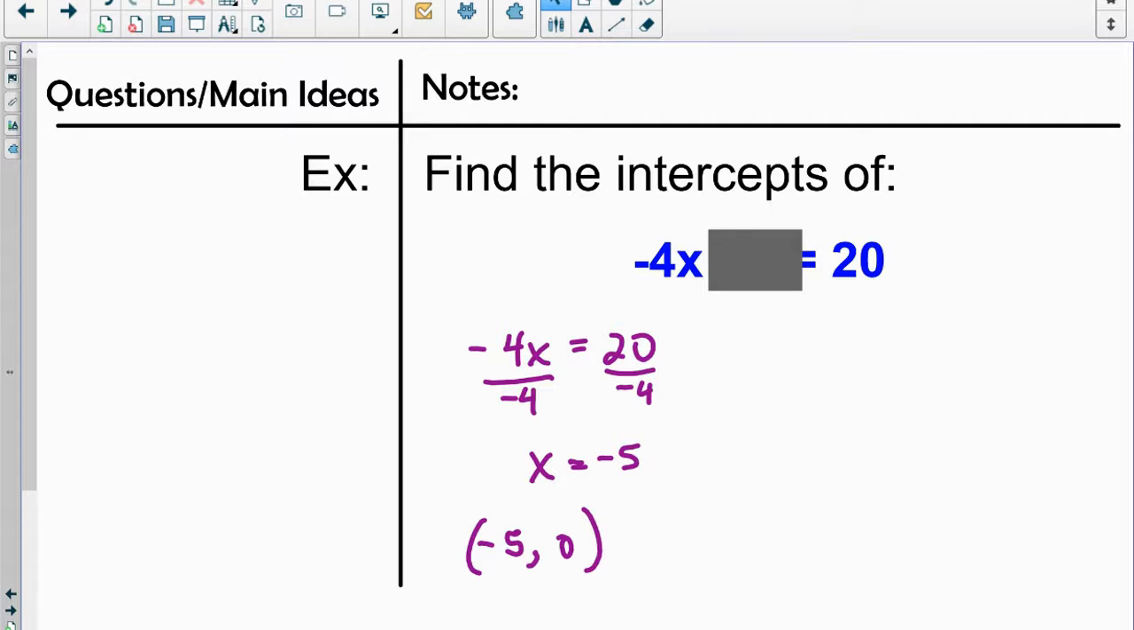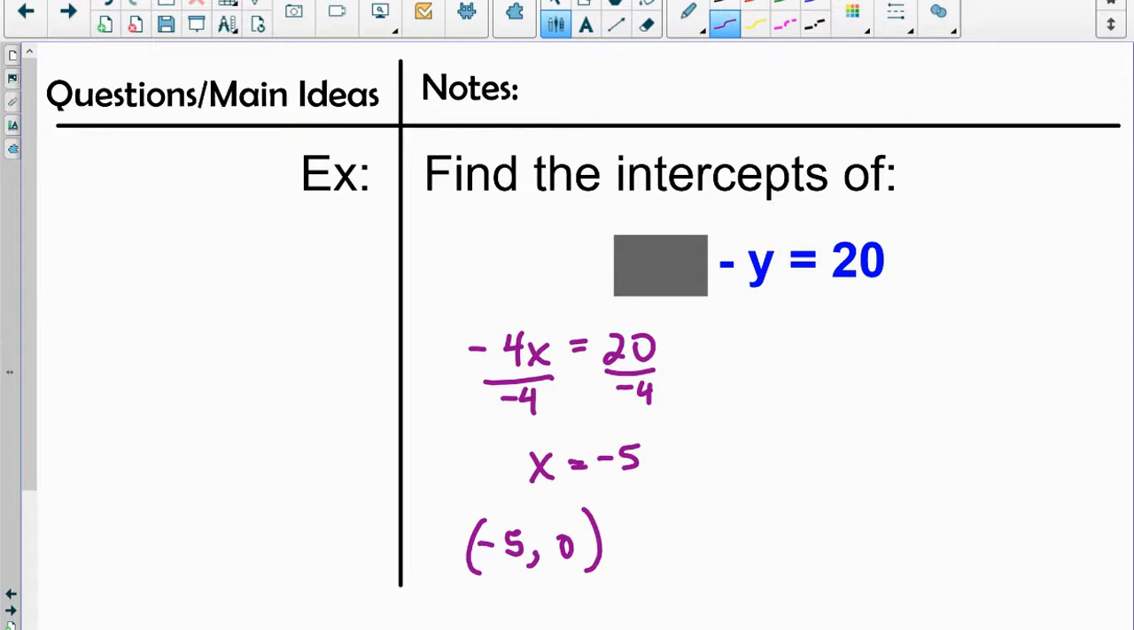If I want to find my y-intercept, I just slide my box over using the cover-up method, and I solve what's left. Negative y equals 20. Well, remember, negative y is really negative 1 times y. So if I want to solve this for y, I divide both sides by negative 1, and I get y equals negative 20. So as an ordered pair, remember x goes first.